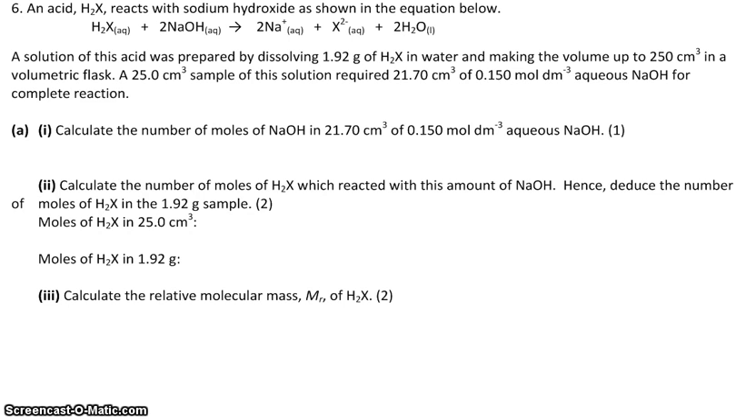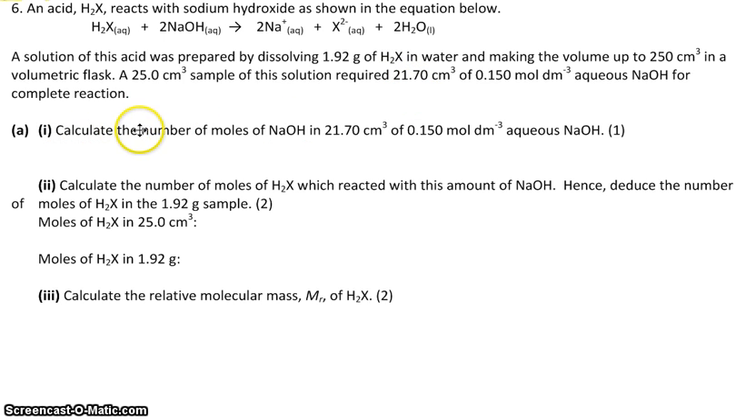Here's question 6 and 7 then. So in this question 6, an acid H2X is reacting with sodium hydroxide like this, and we've been given the information here. We've got a mass that was used originally of the acid dissolved in water and made up to 250 cubic centimetres. Then a 25 cubic centimetre sample was taken and titrated with some sodium hydroxide.